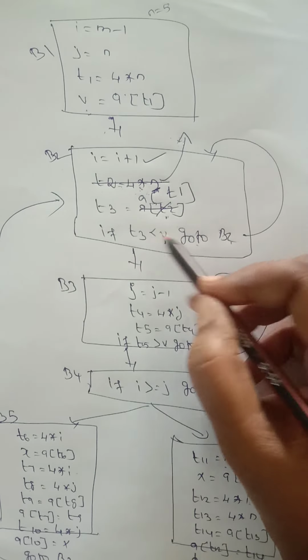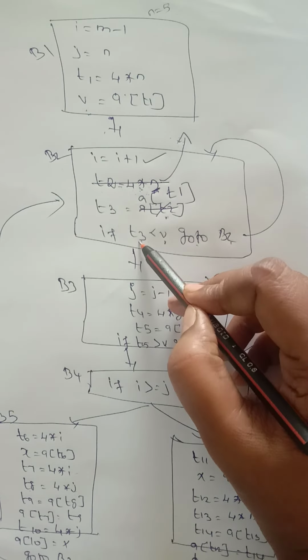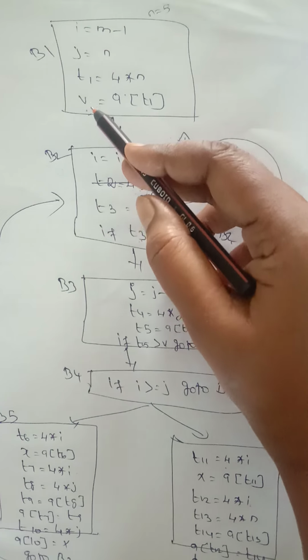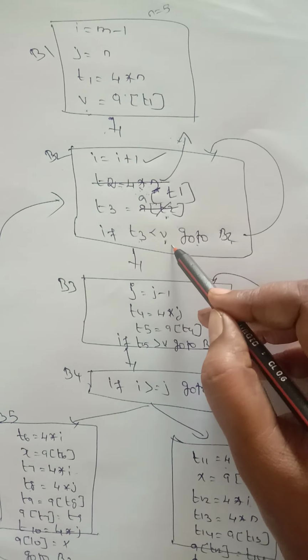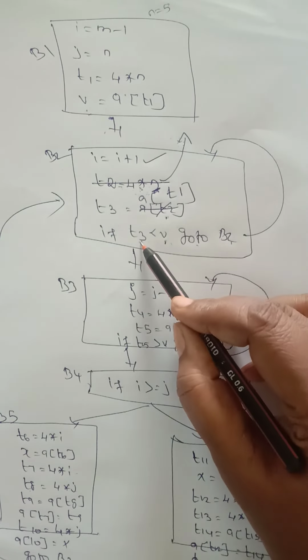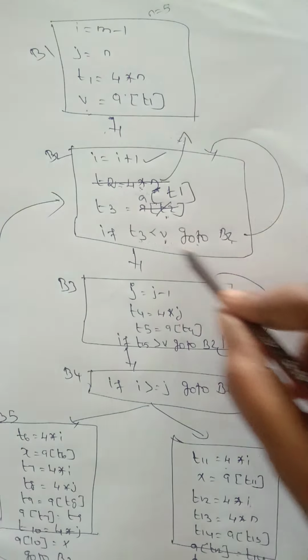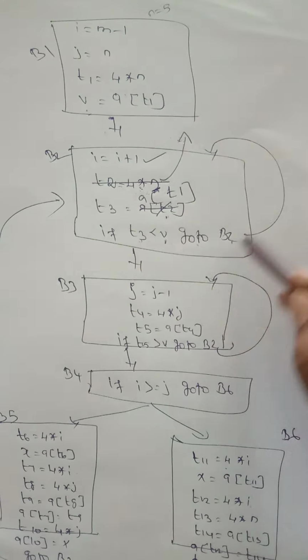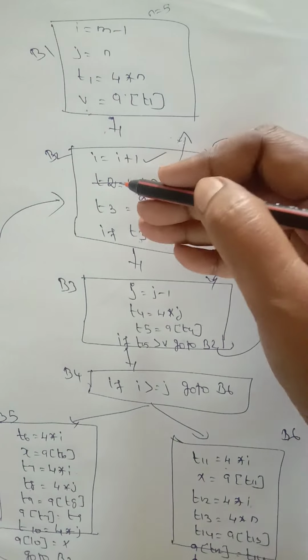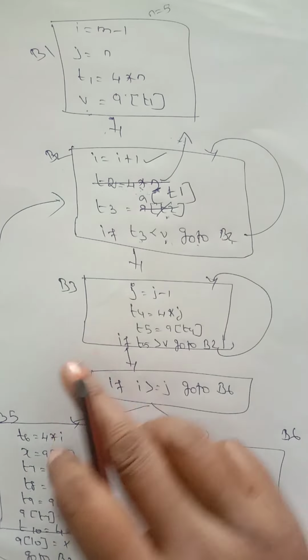The code has effect because we calculated t3 here. Then we already computed v in block 1, so we compare the two variables. If the condition is satisfied, again we have to execute the same block. So the block has some meaning. Then come out of that block and come to the next one.